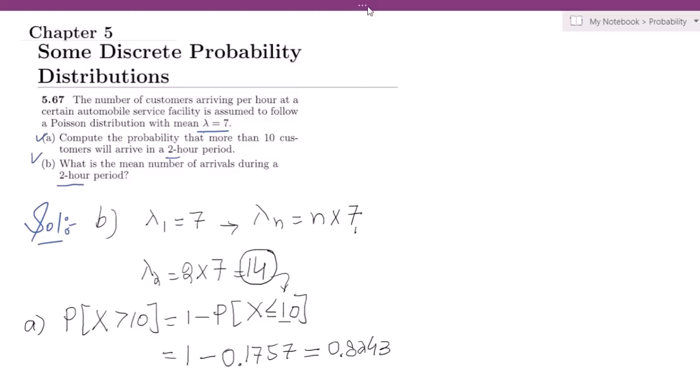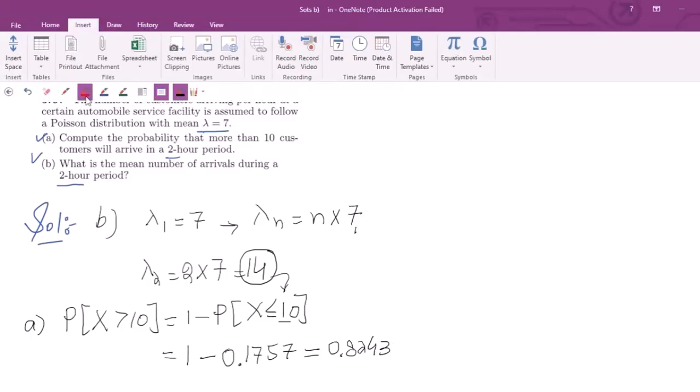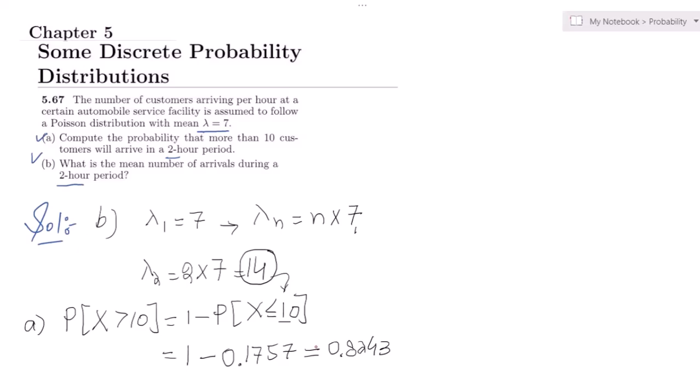A243, and that is basically the answer of part A of my question. The answer of part B is given here, and that's what we had to solve in today's question. Okay, so that's it for today, in which we have seen the solution of question 5.67.